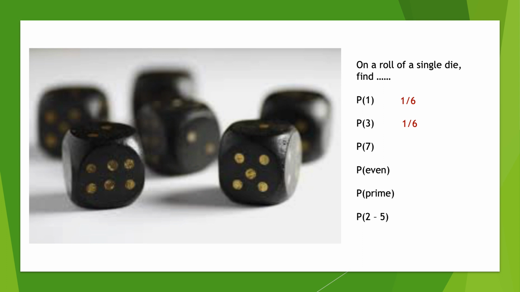What about the probability of a 7? Well, that would be 0, or 0 out of 6, because yes, there are 6 sides, but none of them have 7 dots on them. Probability of an even number, well, that would be 3 out of 6, because you could get a 2, a 4, or a 6.